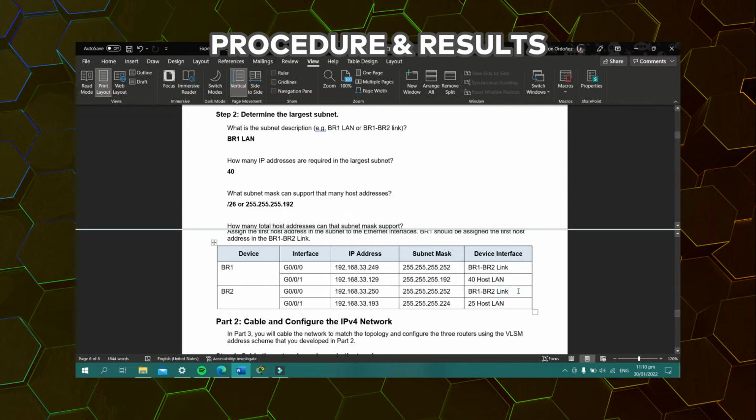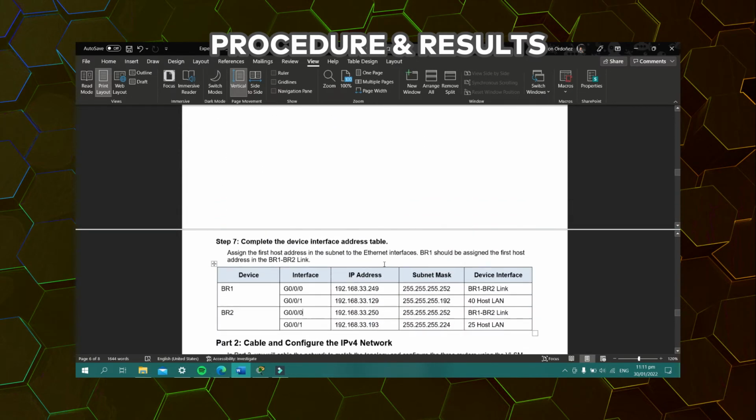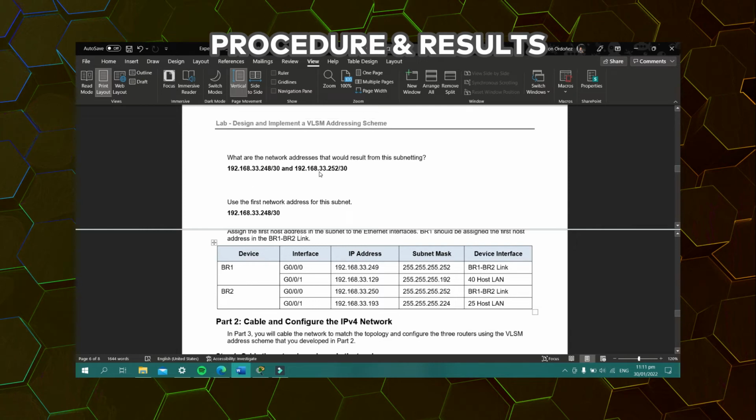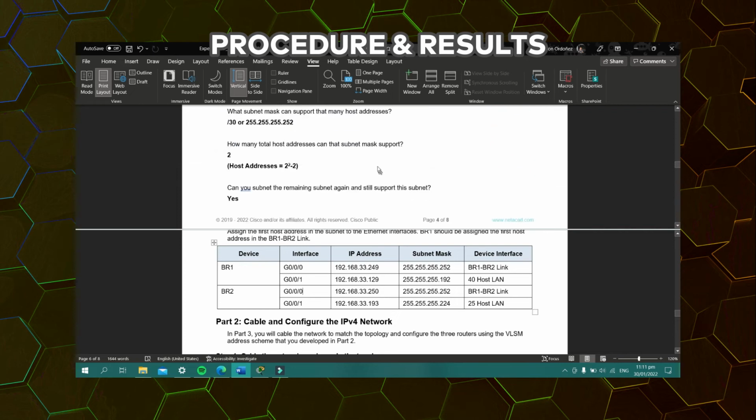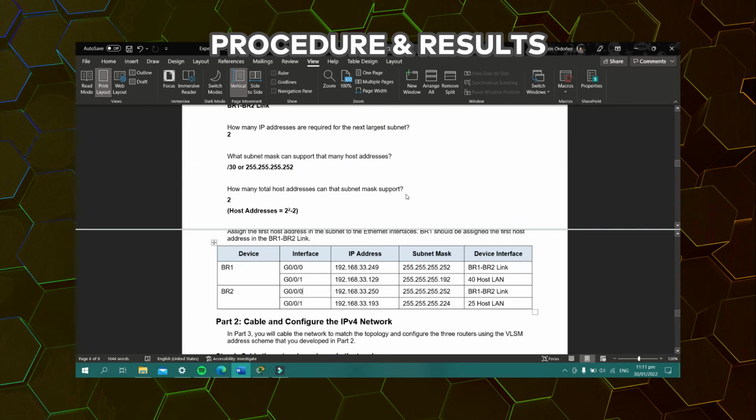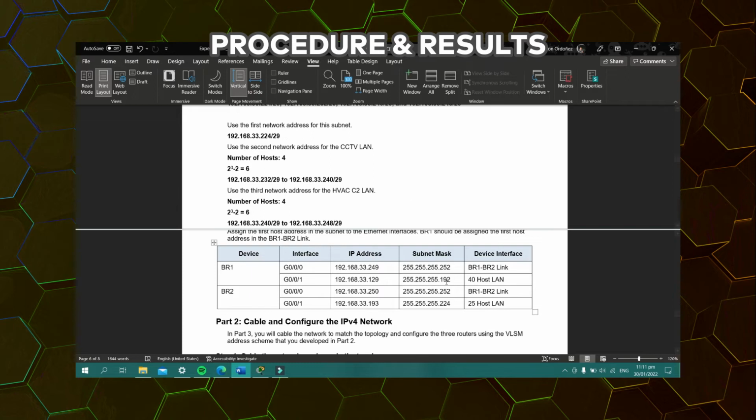Next, for BR2, the IP address used is 192.168.33.250, and the subnet mask is the same as here. We just added 1 from the first BR1 BR2 link interface, so it becomes 250, but it still is the same subnet mask, and that is it as the device interface.